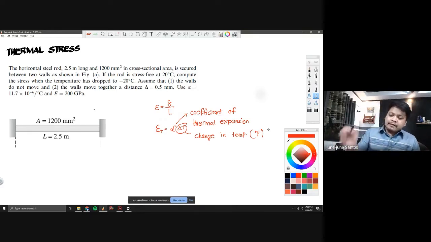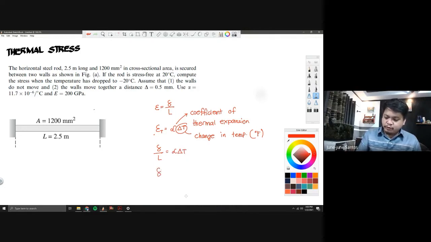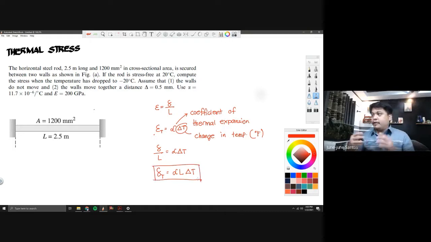Okay? Now, if we are going to solve for the deformation, since ito, okay, kung strain yan, we will be having here deformation over the L, and that is alpha delta T. So to solve for the deformation due to the temperature, we will be having here alpha L delta T. So this is actually the formula that we are going to use when it comes to the deformation caused by the change in temperature. Okay?